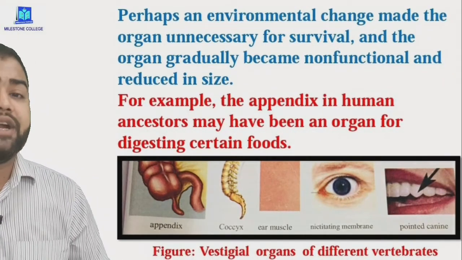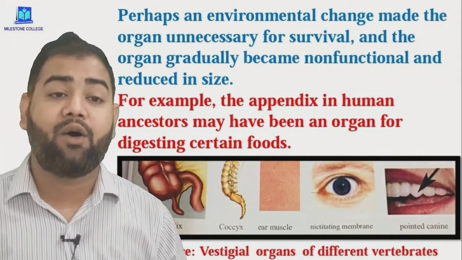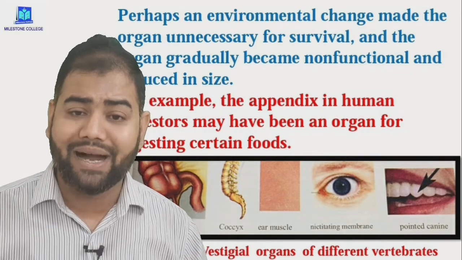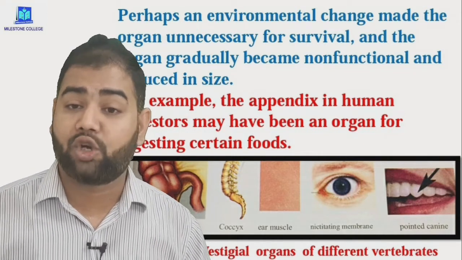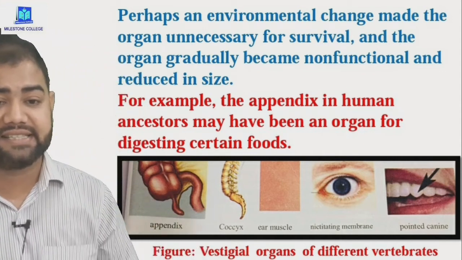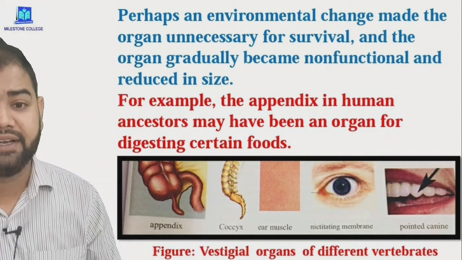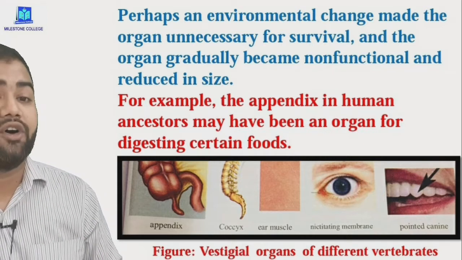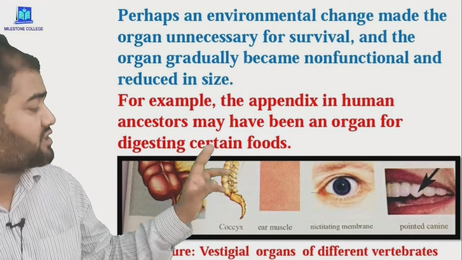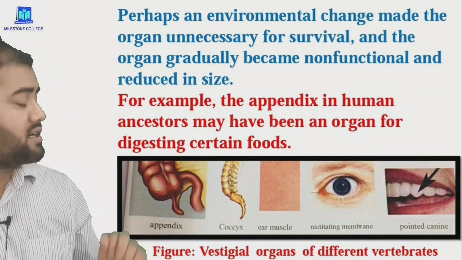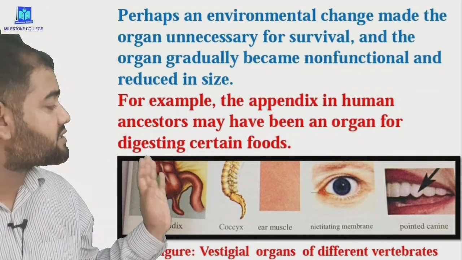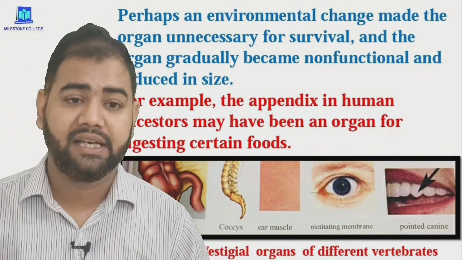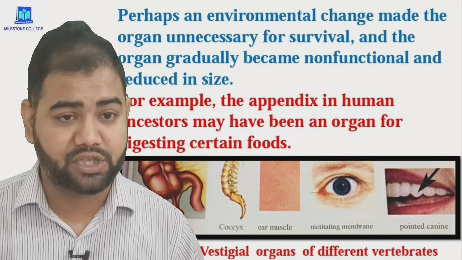Perhaps an environmental change made the organ unnecessary for survival, and the organ gradually became multifunctional or monofunctional and reduced in size. For example, the appendix in human ancestors may have been an organ for digesting certain foods. Here are some vestigial organs of different types of vertebrates you are watching. So this is the first creative question for you.